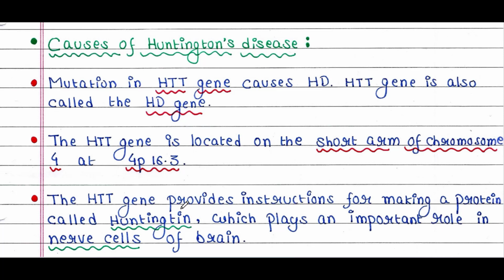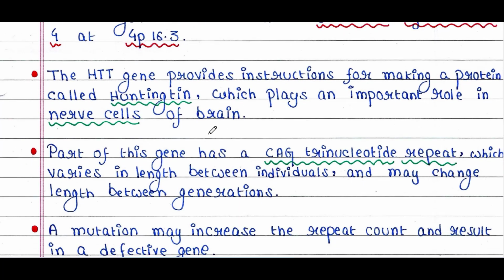The HTT gene provides instructions for making a protein called Huntingtin. This protein plays an important role in nerve cells of the brain. Now, this HTT gene has a part that contains a CAG trinucleotide repeat. That means CAG, CAG, CAG, CAG like that, which varies in length between individuals and may change length between generations.